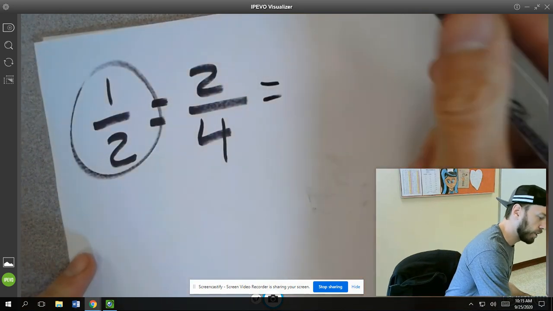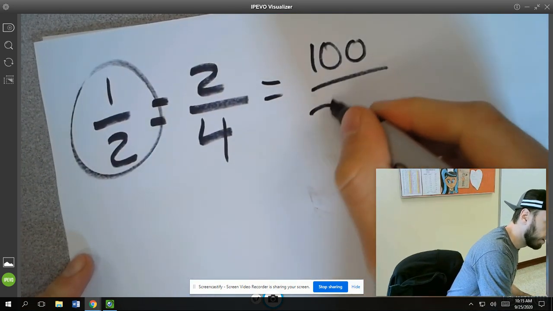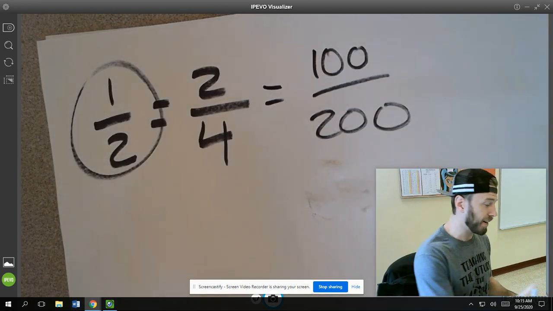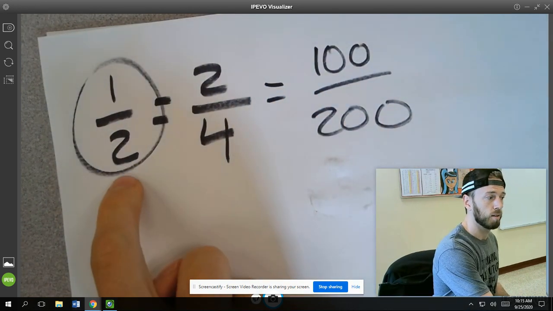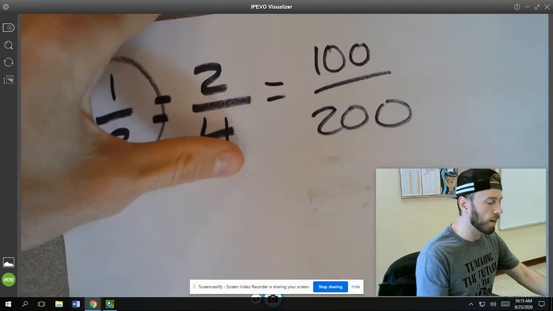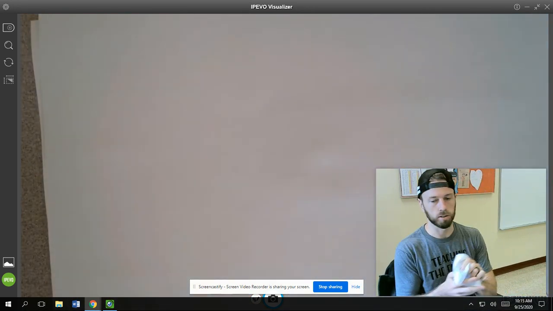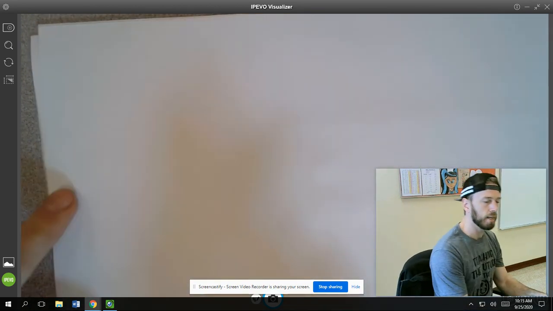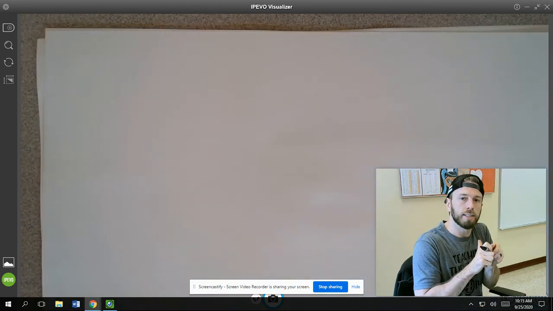Now, there's another fraction we could say. 100/200 is also equivalent to that, right? It's also equivalent to a half, but it's not as simple as just saying 1/2. So that's what we mean by simplifying fractions. Let's go ahead and try one together real quick. Let's take a fraction and then try and simplify it down.